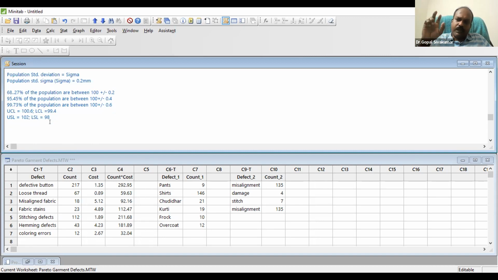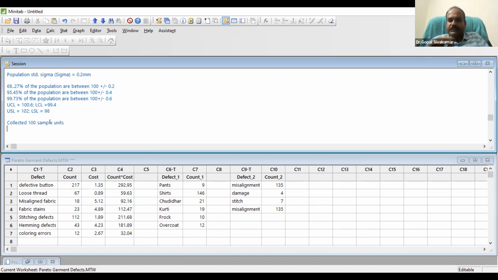Now, one particular day, you are in a company, right? You have visited the shop floor and you collected 100 samples. You collected 100 sample units. How many units did you collect? 100 sample units you collected. Now, every unit will give you a diameter value. Am I right?